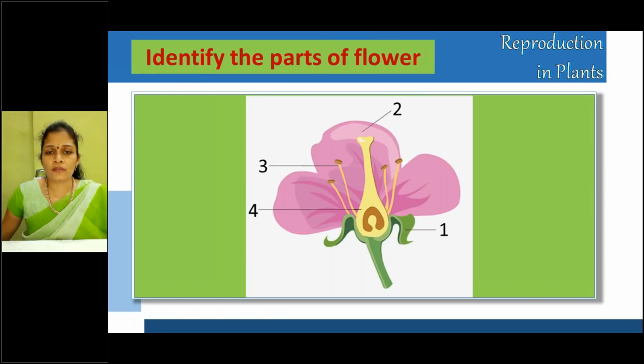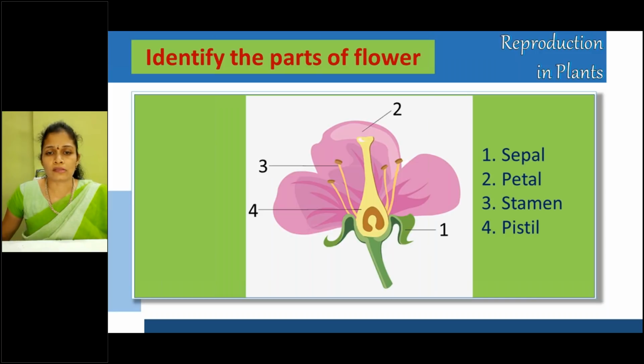See this picture, children. What is this slide? Identify the parts of the flower. In this slide, a flower picture is given. You have to identify the parts. Here, the flower has basically four parts. You have learnt them in your previous class, children. So let us guess the answers. I'll reveal the answers in the next slide. What is the first part, second part, third part, and fourth part?